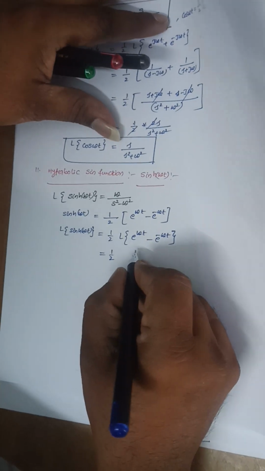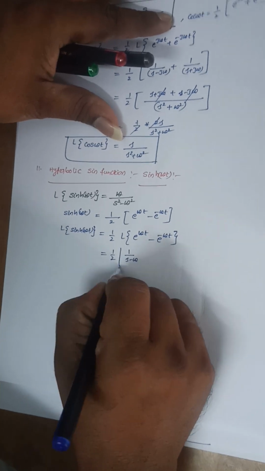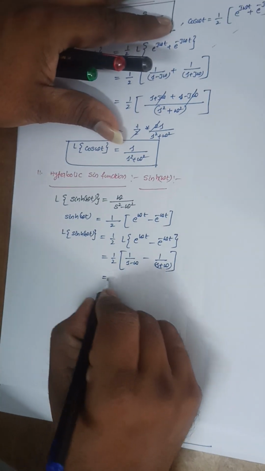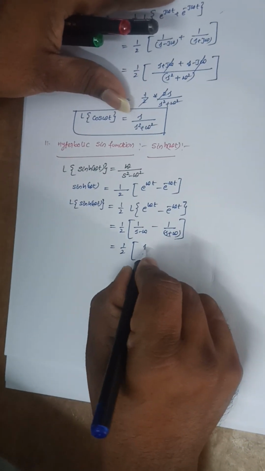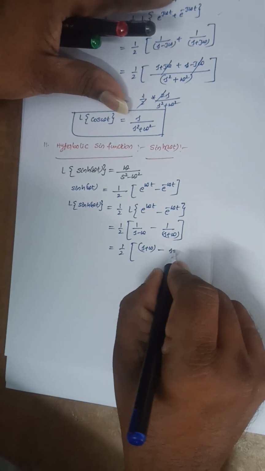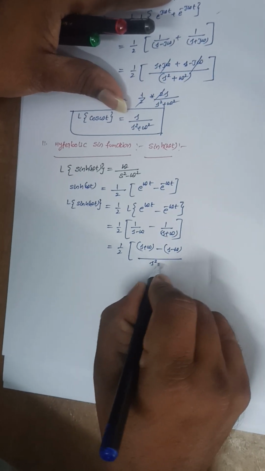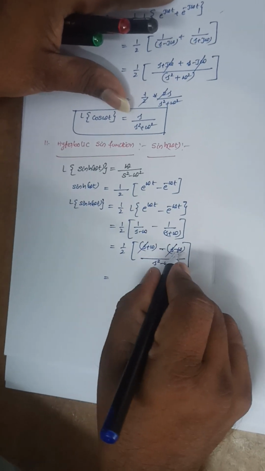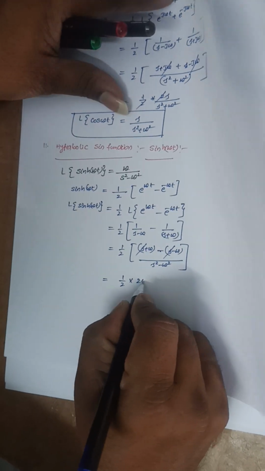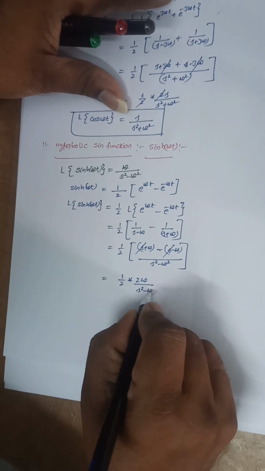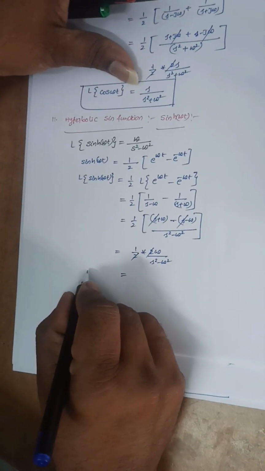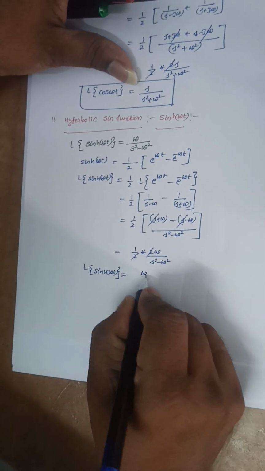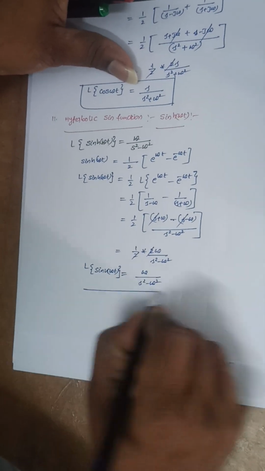So the Laplace transform for this one is 1 by s minus omega minus 1 by s plus omega. So that is equal to 1 by 2 into s plus omega minus s minus omega divided by s square minus omega square. So this s and this s will get cancelled, minus of minus is plus. So 1 by 2 into 2 omega divided by s square minus omega square. These 2 and these 2 will get cancelled. So finally, Laplace transform for sinh omega t is equal to omega divided by s square minus omega square.